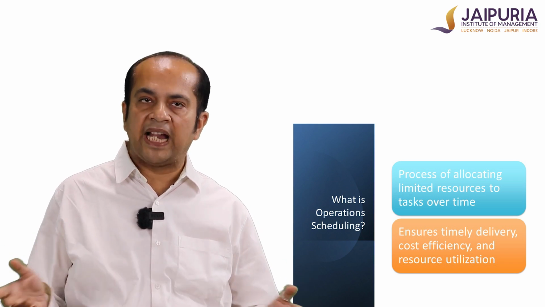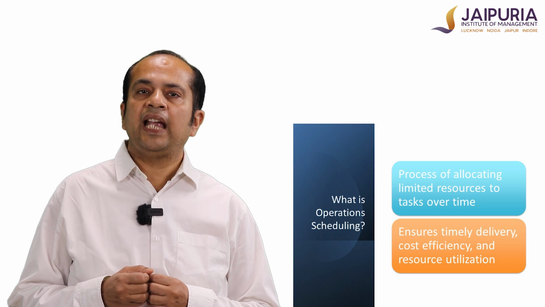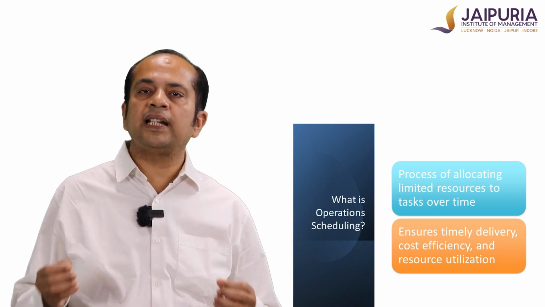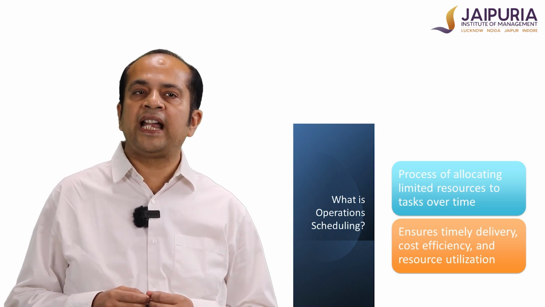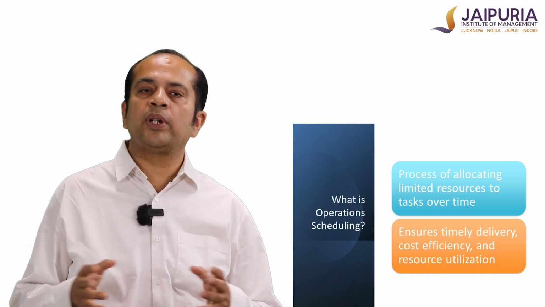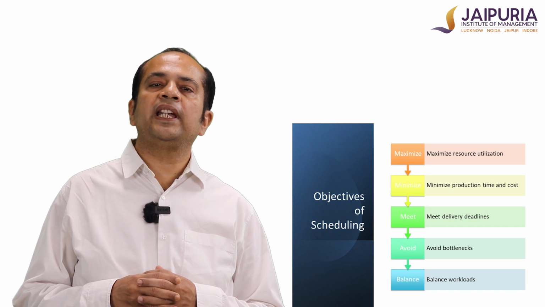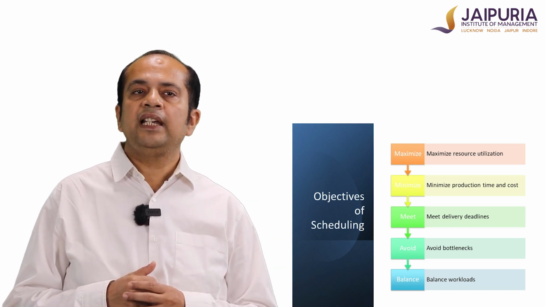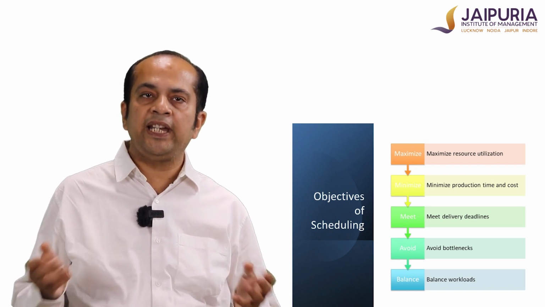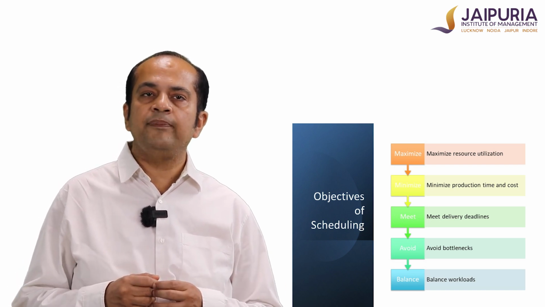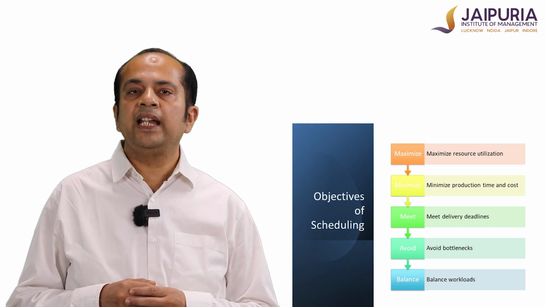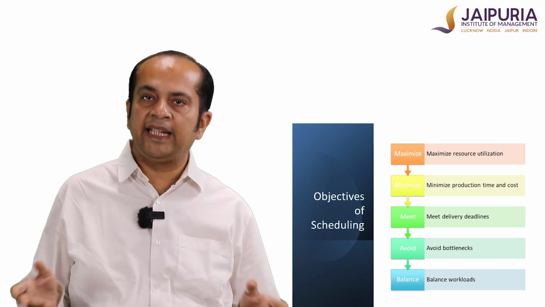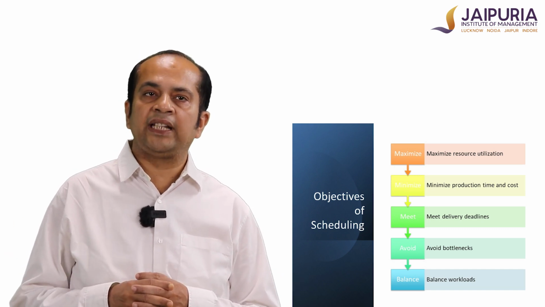So operation scheduling is all about assigning tasks to specific resources, which could be machines, people, or both, over a period of time. Effective scheduling helps to ensure that all the tasks are completed on time without overloading the resources. The core objectives of scheduling revolve around achieving operational efficiency. It's about using resources fully, finishing jobs on time, reducing costs, and avoiding bottlenecks, if any, that would delay everything.